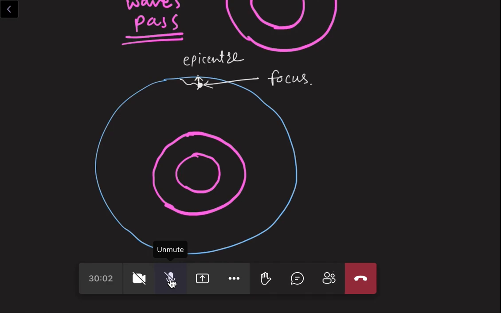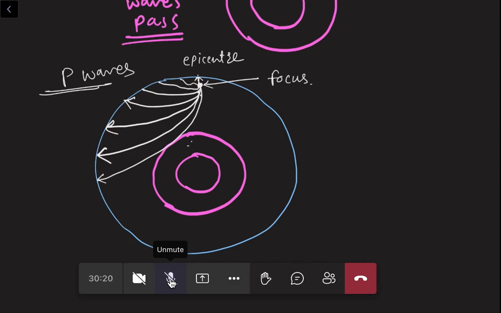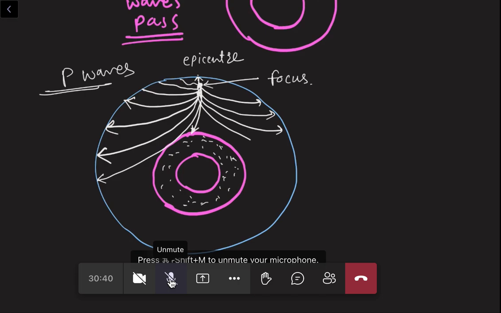Now, from the focus, the earthquake waves started moving towards the surface, and these waves are all P waves. Now they are coming in contact with the liquid core. So tell me what will happen. Will they pass through the liquid core or not?